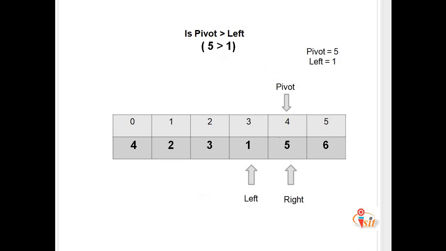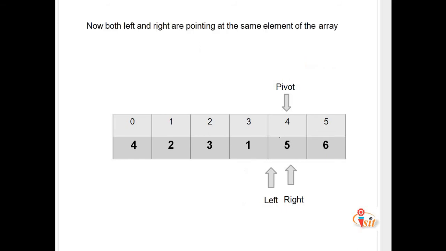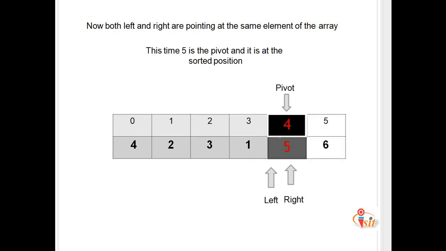Again the left and pivot are going to be compared with each other. The value of pivot is 5, the value of left is 1. So 1 is smaller than pivot. Again we need to move one position to the right. Now here we can say that both left and right are pointing at the same element of the array. So in this situation, the 5 is the pivot and is at its sorted position.